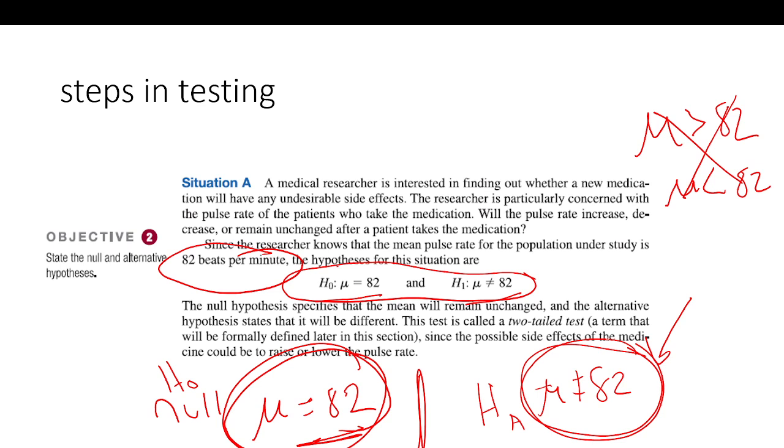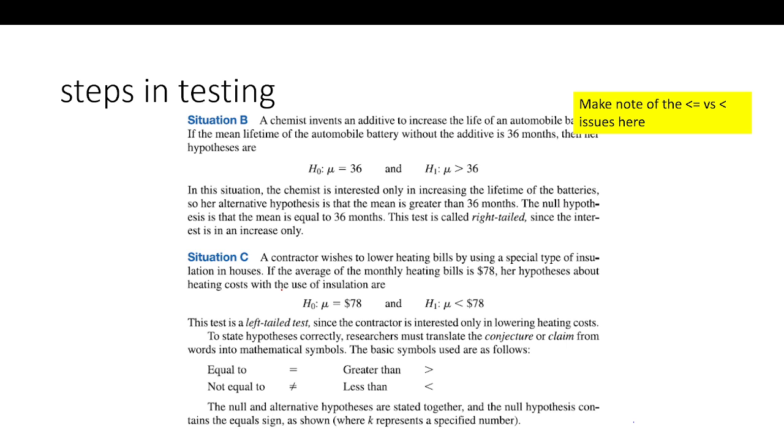That's the formal sort of, you should be able to write out a super basic hypothesis. I'm not going to make a super big deal of that. Here are some that are the less than, greater than, just to be able to write the claims out. A chemist invents an additive to increase the life of automobile batteries. Equal to 36 months, or in this case, greater than. I would actually prefer that you did not equal to 36 months. This would make it a two-sided test.